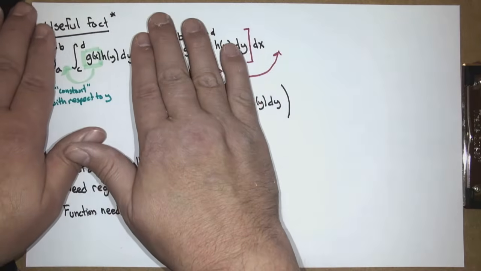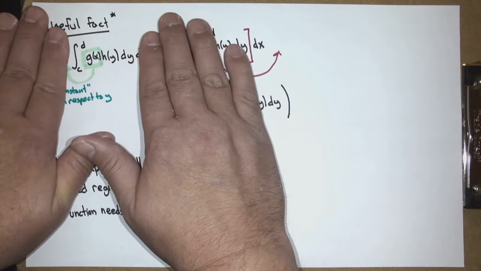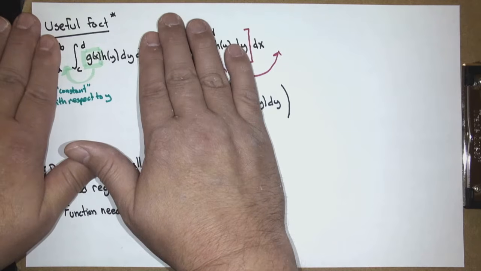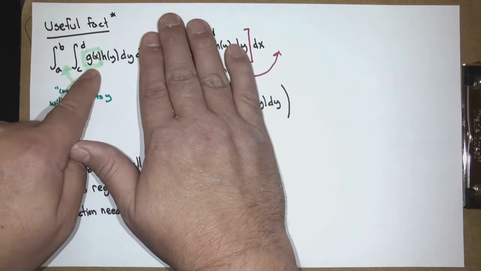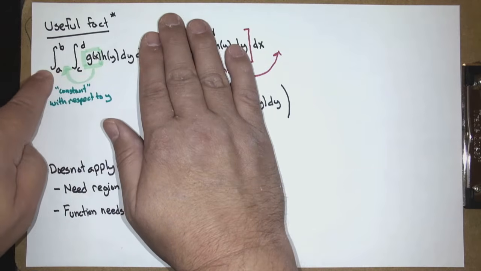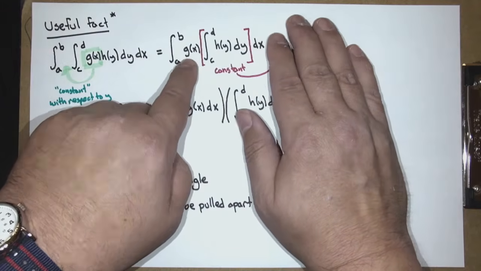Well, start with the inner layer. You're integrating with respect to y. So how do we treat g of x? It's a constant. So the punchline is, since g of x is constant, you can pull constants out of integrals. So that's what this is indicating. Pull out your constants. So here's your g of x pulled out.